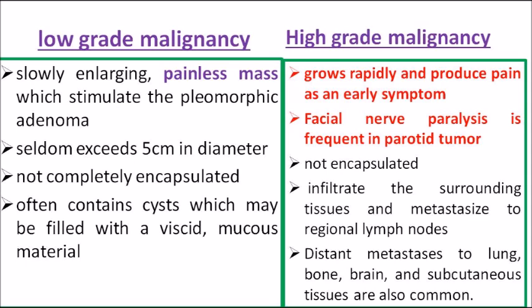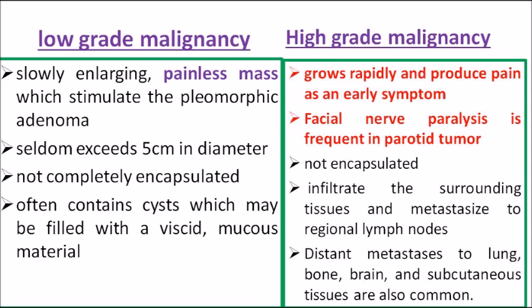Now, mucoepidermoid carcinoma, based upon their malignancy, is divided into two types: low grade and high grade. The low grade ones are slowly enlarging and usually painless. They show features similar to those of pleomorphic adenoma. But a high grade mucoepidermoid carcinoma will grow rapidly, and produce pain as an early symptom. There will be involvement of the facial nerve, and because of that facial nerve paralysis is frequent in parotid tumor, that means mucoepidermoid carcinoma in the parotid.